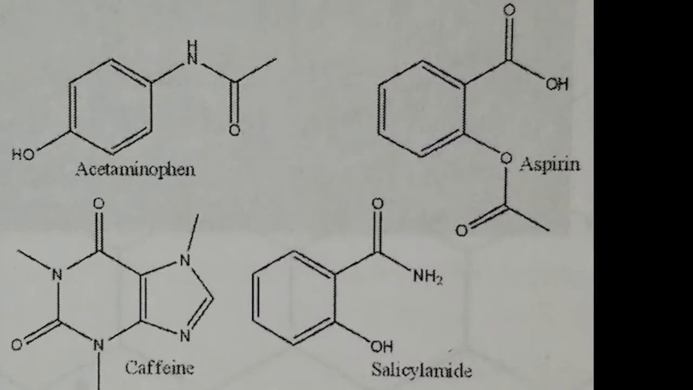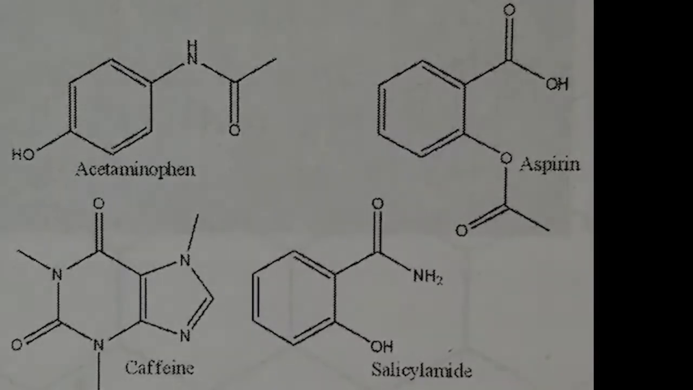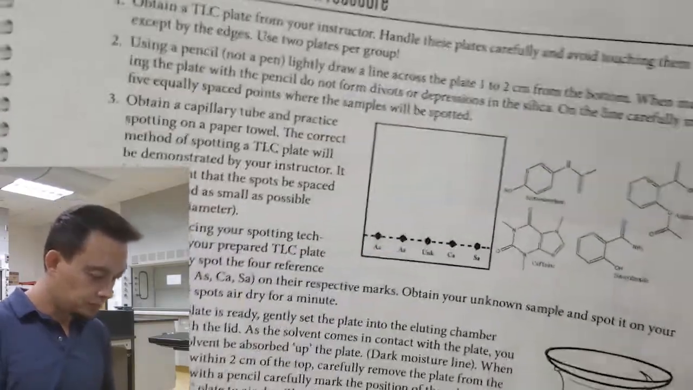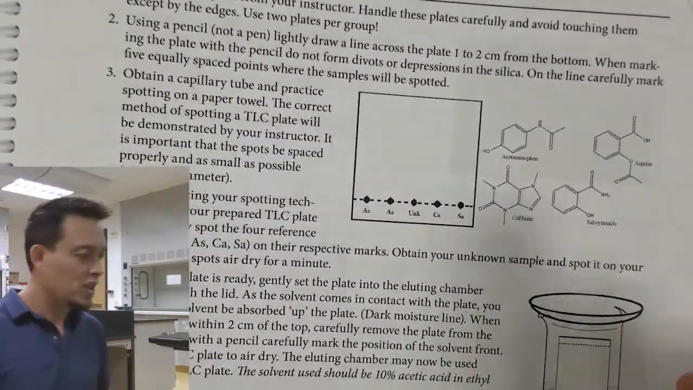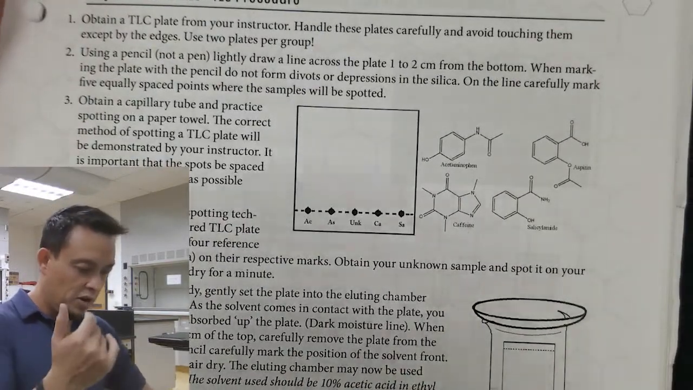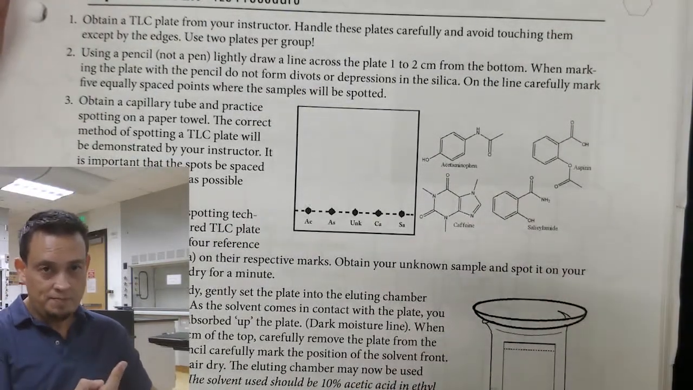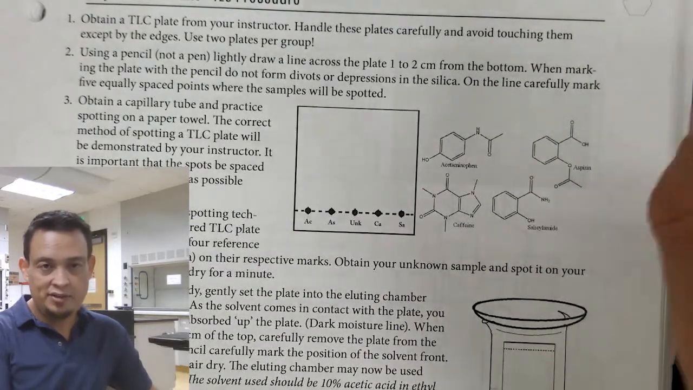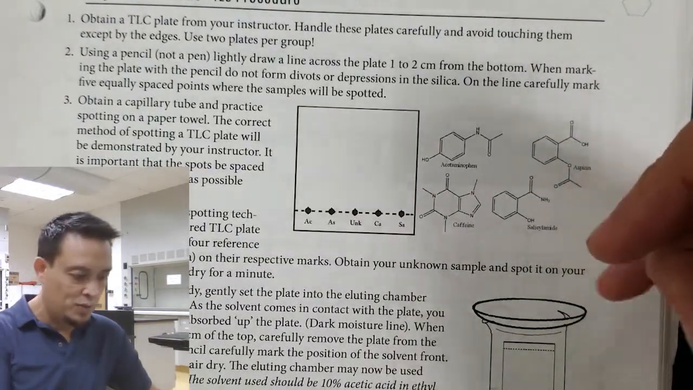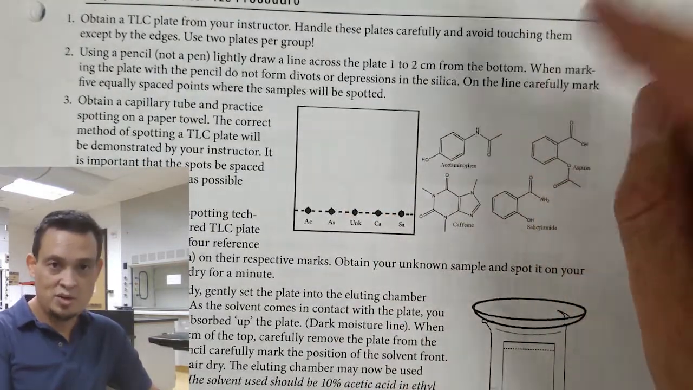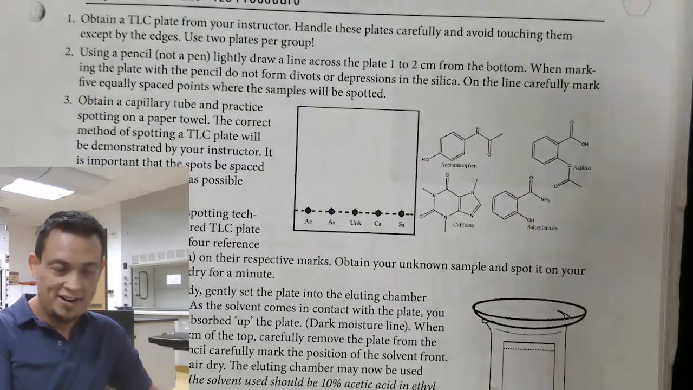All four of these analgesics are found in over-the-counter medication, typically in various combinations or by themselves. It all depends on the brand that you're buying. But yeah, they're oftentimes found in combinations. And then additionally, we're going to have an unknown. Our unknown is a solution that has 2 or 3 of these, and we're going to compare results from knowns to unknowns to get their identity.